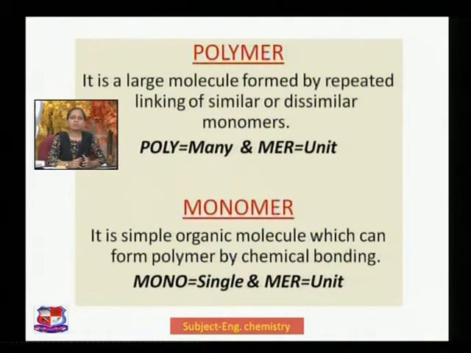This means the monomers can all be of the same type, or they can have two different functional groups that react with each other and form a very long chain, leading to the formation of the polymer. Here again, poly means many and mer means unit. So this is the meaning of the word polymer. Mono means single and mer means unit, so that is the meaning of the word monomer. These two definitions have to be made clear with the help of the functional group concept and the carbon chemistry concept. Now we will see how the compounds are formed.